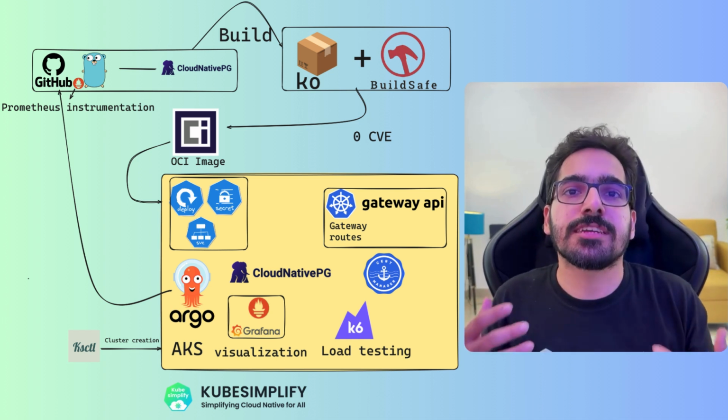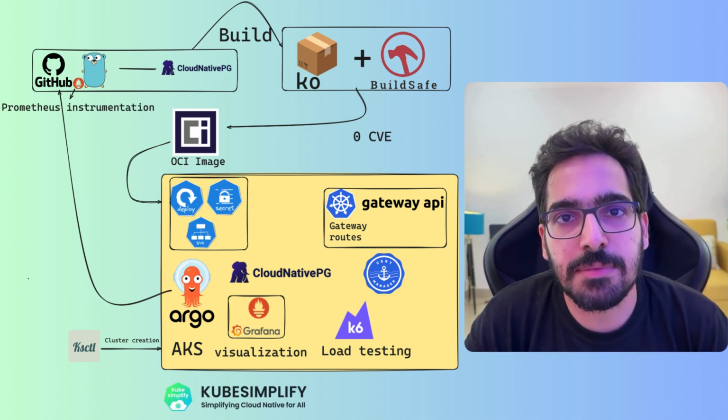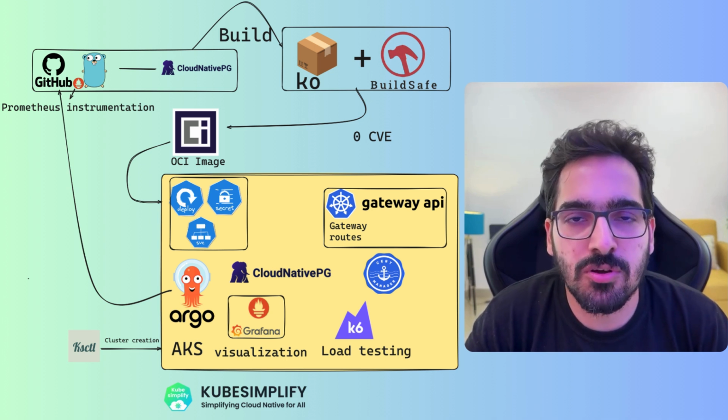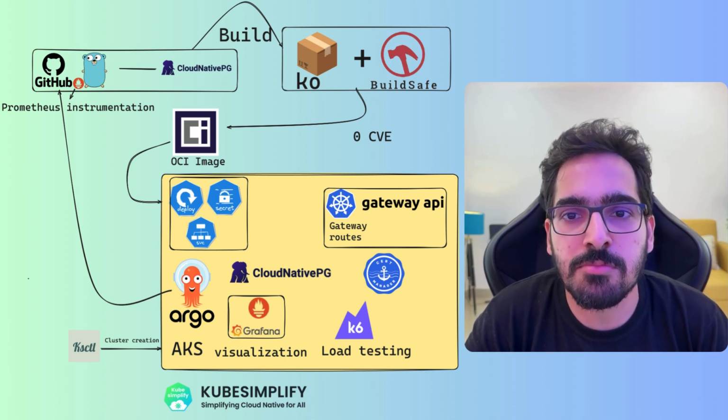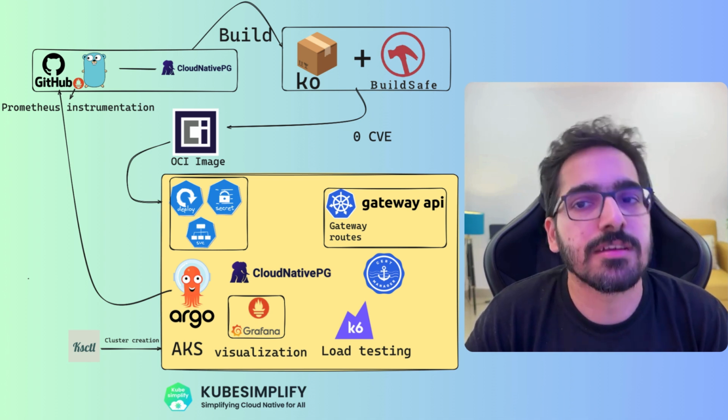So I hope this project gives you some insights on what it looks like actually deploying a 0 CVE application onto a Kubernetes cluster and making sure all the pieces are fitting together, including the monitoring and 0 CVE for the base images and the application that you deploy onto the Kubernetes cluster.